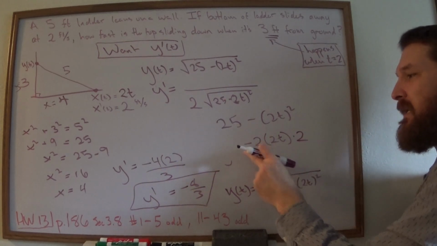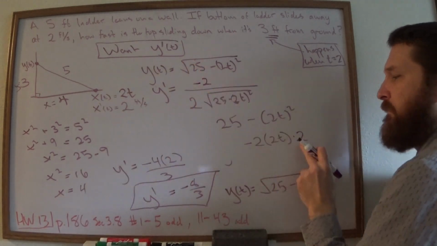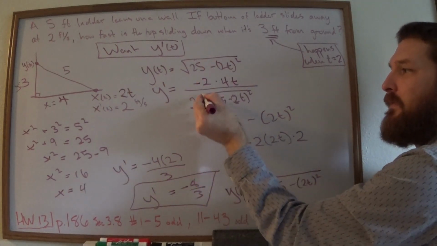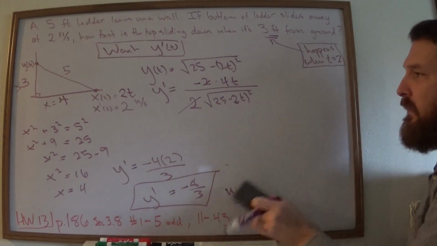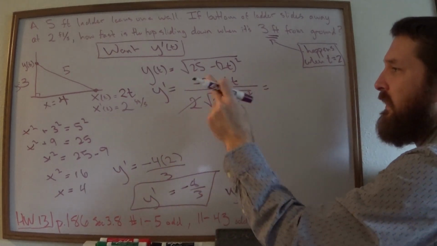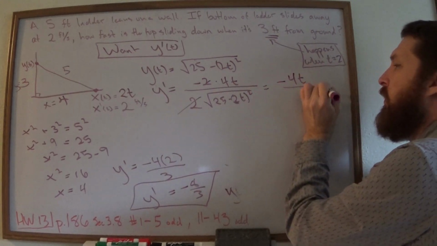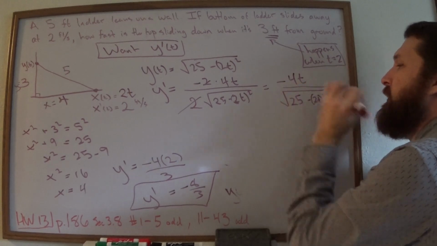So minus, and I'm going to write it like this actually. So minus 2, how about 4t times 4t? Why did I do that? Well, because the 2's cancel. Okay, all right, so moving on, that gives me negative 4t over root 25 minus 2t quantity squared.